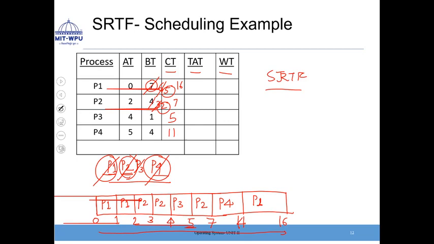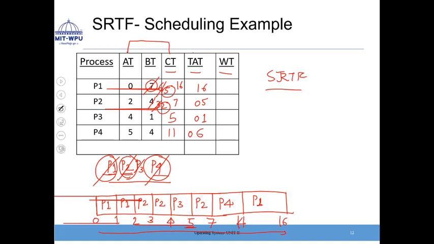Let us calculate the turnaround time. So how do we calculate turnaround time? As per the definition, completion time minus arrival time. Completion time is 16 for P1, 16 minus 0, turnaround time is 16. Completion time of P2 is 7 minus 2, that is 5. Completion time of P3 is 5 and arrival time is 4, so the turnaround time is 1. P4, 11 minus 5, so it is 6.